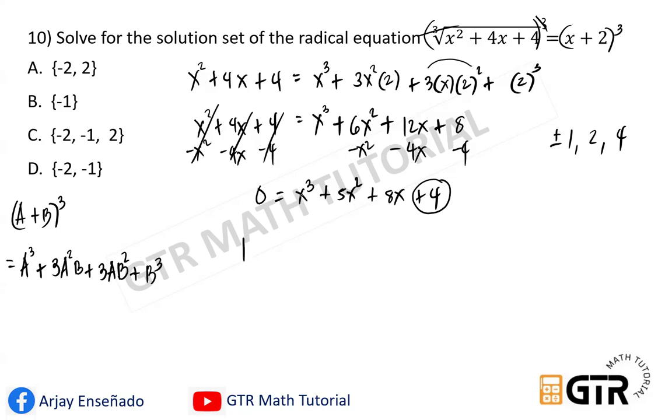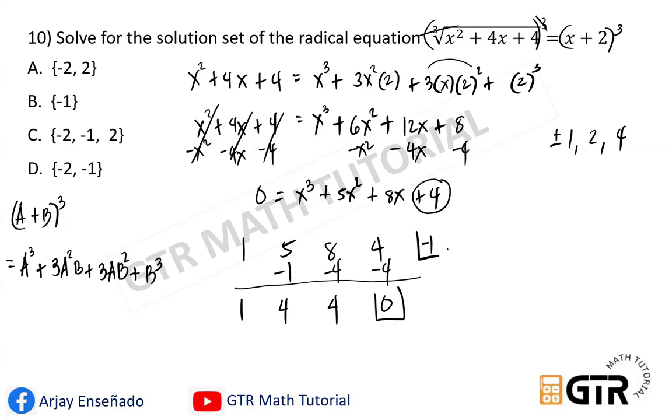So we just write the coefficients: 1 for x cubed, then 5 for 5x squared, then 8, and then 4. Then the synthetic divisor is negative 1. Just bring down 1, multiply, so we have negative 1, add, we have 4, multiply, so we have negative 4, add, so we have 4. 4 times negative 1 is equal to negative 4. So we have 0 remainder. That means negative 1 is a solution. But we need to verify first. We need to substitute negative 1 in the original radical equation. So negative 1 could be a solution, and then let's solve for the other one.